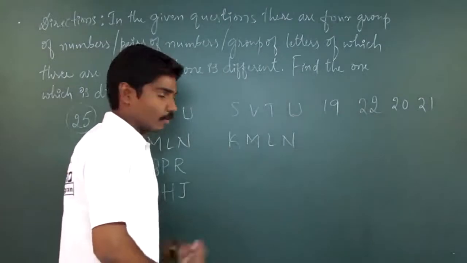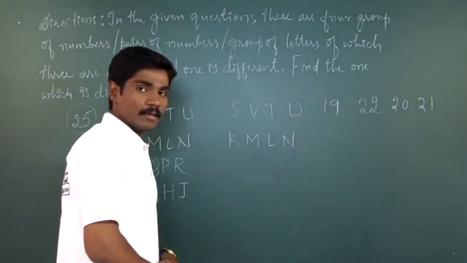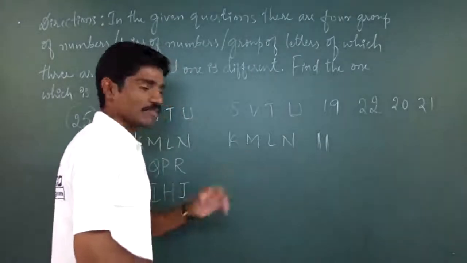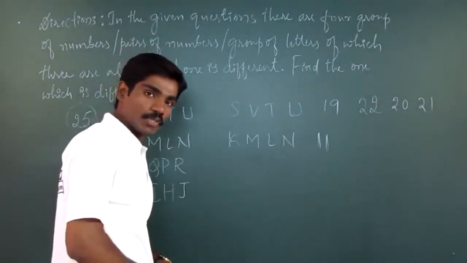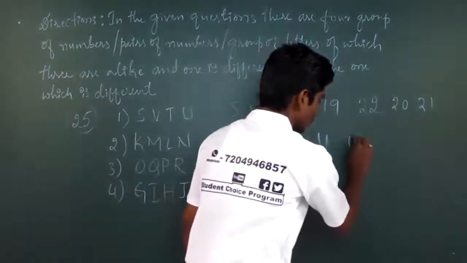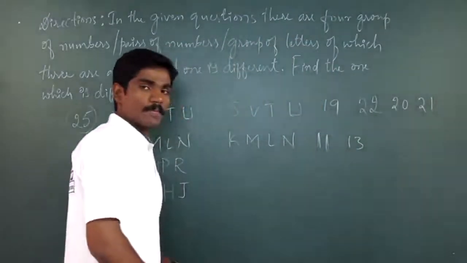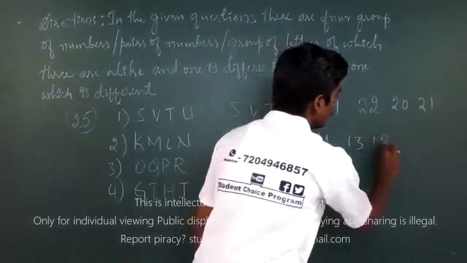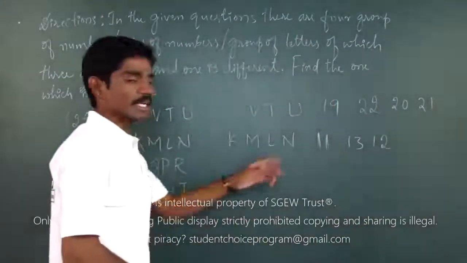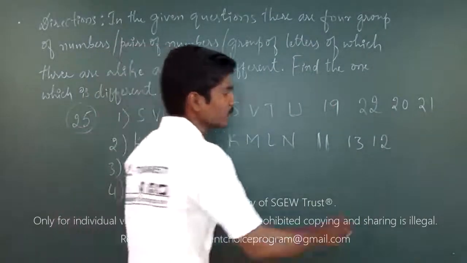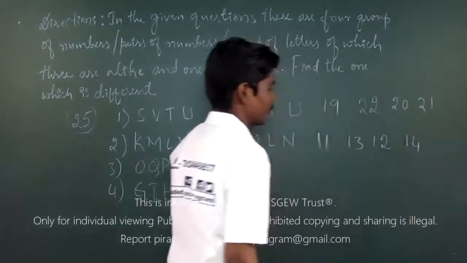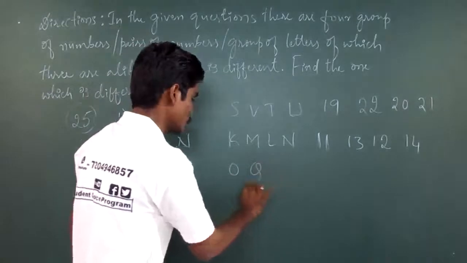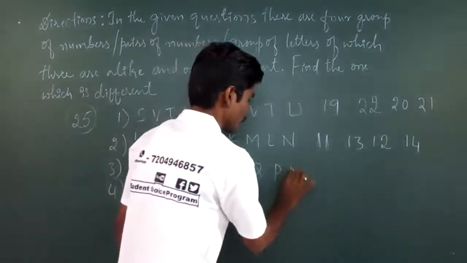Now let us consider the letters K, M, L, N. What is the position of the letter K? Of course it is 11. Now what is the position of the letter M? Of course it is 13. Now what is the position of the letter L? Of course it is 12. And what is the position of the letter N? It is 14.